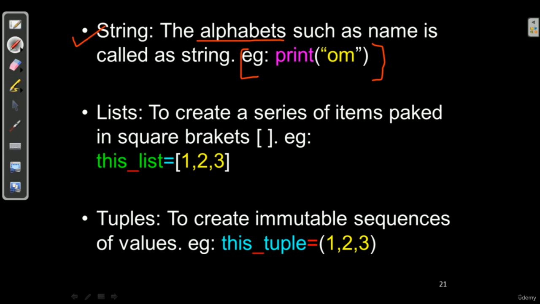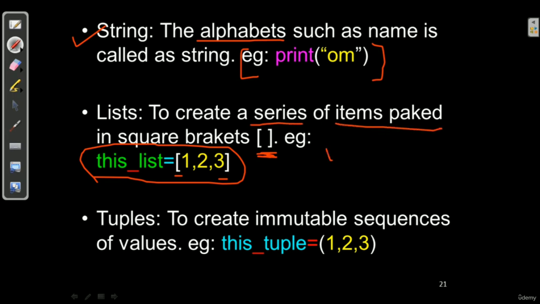Now the next one is list. What is a list? Well, as you can see, it seems very much similar to a set, except for these brackets. These brackets show us that it is a series, the items packed in series. It uses index. That is the key difference. The rest you can assume there is not much difference between the list and the set.